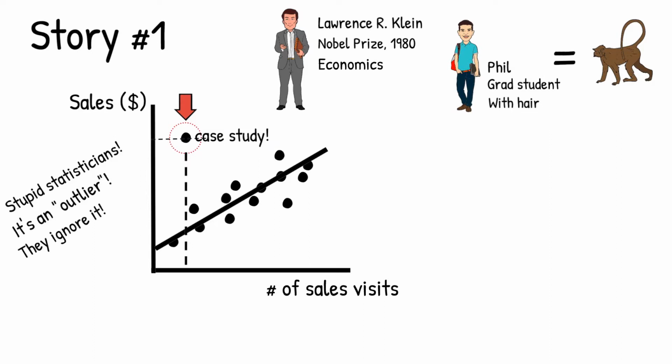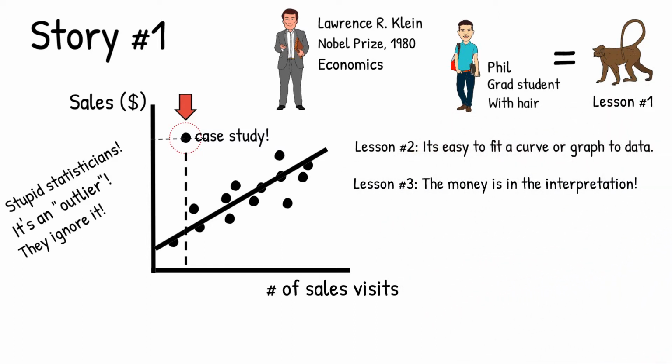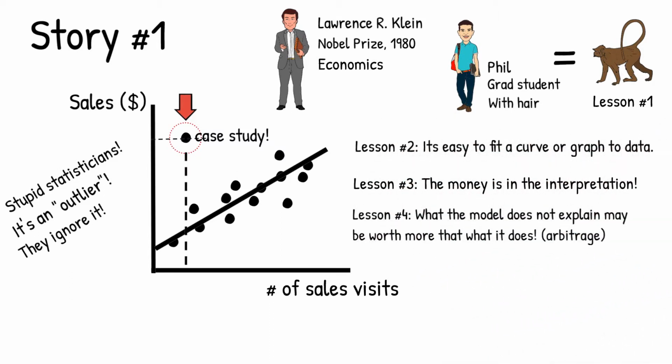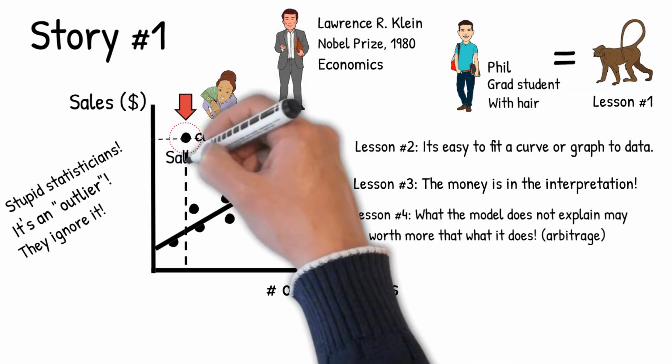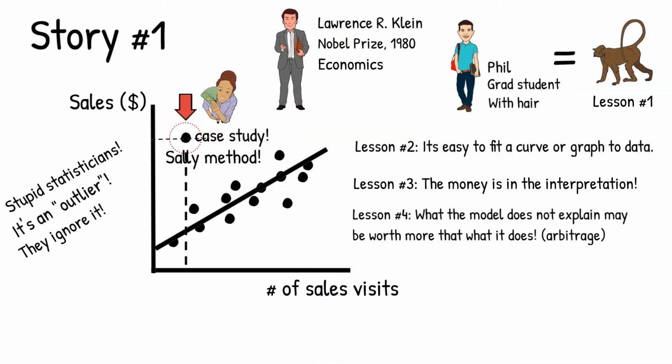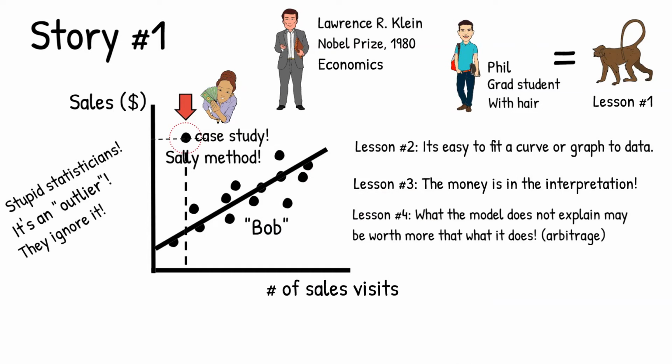So I learned a few lessons that day. The first is, I'm a monkey. The second is, it's relatively easy to fit a curve to a bunch of data. But more importantly, maybe the money is how one interprets the data. And in particular, we want to know what the model doesn't explain. A small little trick is, if you ever show a scatter diagram, put the name of the person or the name of the market or the country, name the dots, put the words on the graph itself. Then maybe give those dots a name that everyone can refer to, like the Sally method.